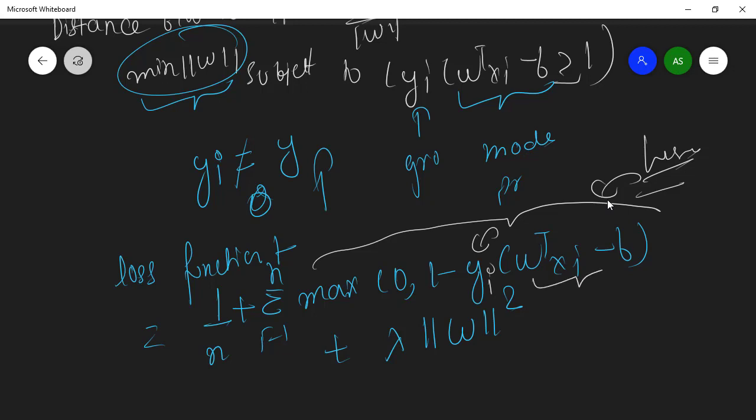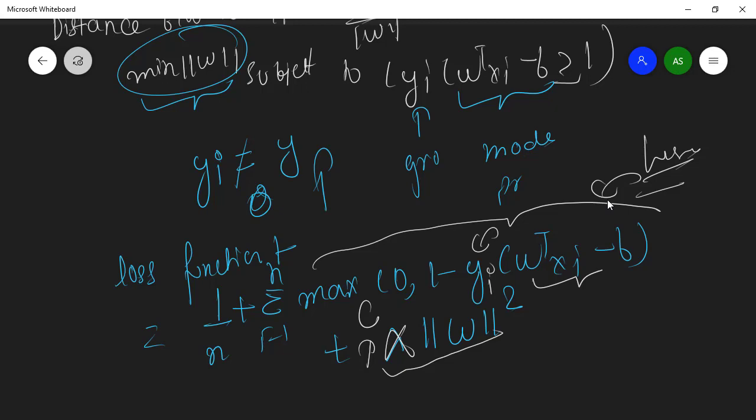This is your ground truth yi, and this is your model predicted value, and this is the lambda times. You can write c also, because it helps you to adjust the width of that margin. So that's why it is a very, very important hyperparameter. Okay, and times the norm of W squared.